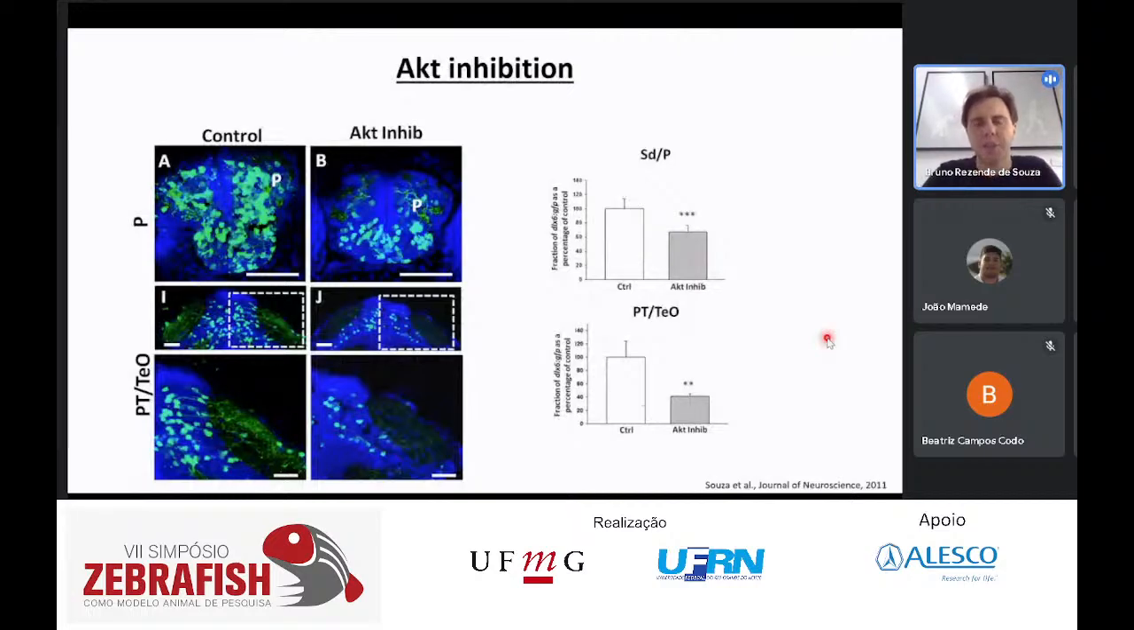To check the intracellular pathways, we used an AKT inhibitor. What we saw is that when we inhibit the AKT pathway, we also have a decrease of GABAergic neurons. That was interesting. Again, dopamine is the beginning of the signaling, and AKT is further down in the signaling, and we saw a decrease there too. So probably through the AKT pathway, dopamine regulates GABAergic development.